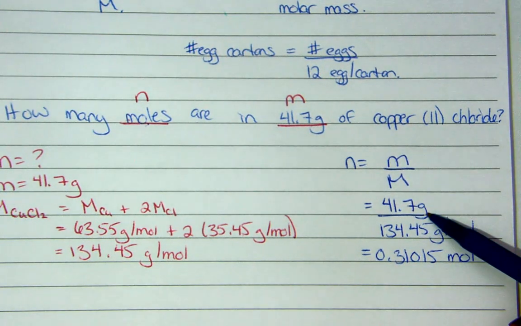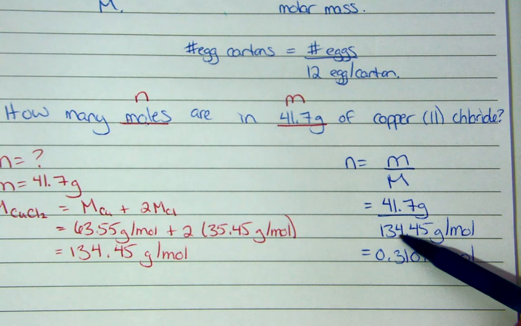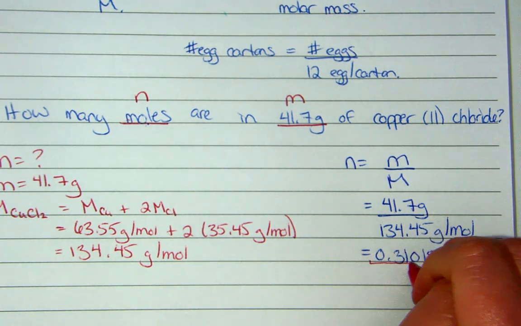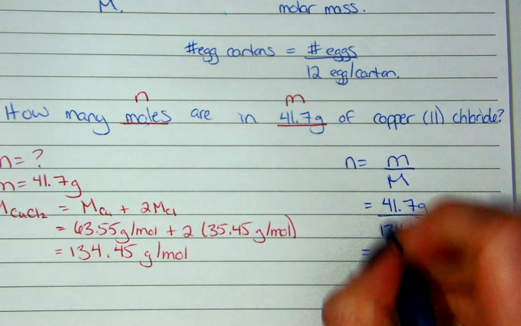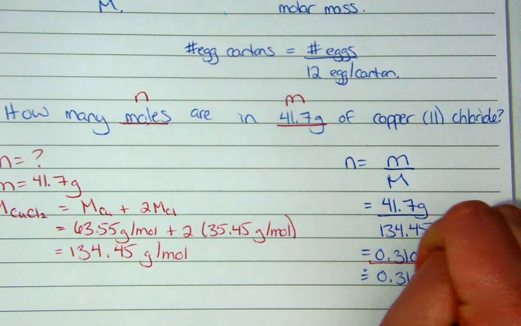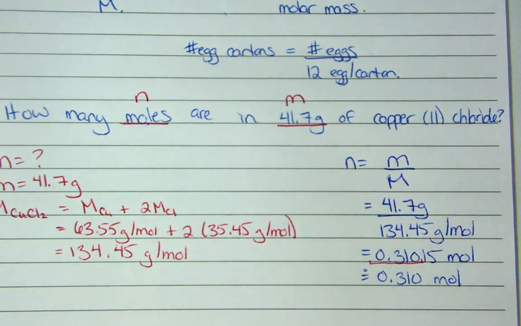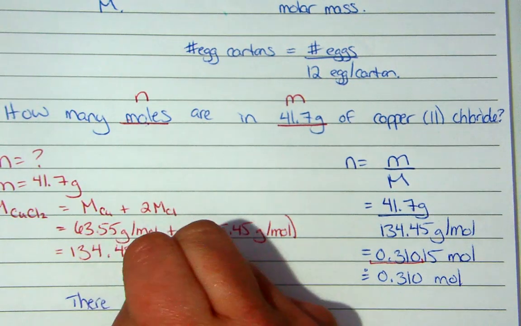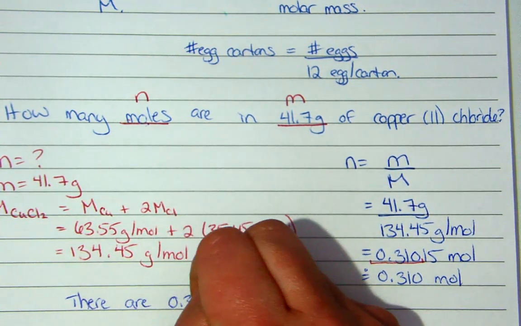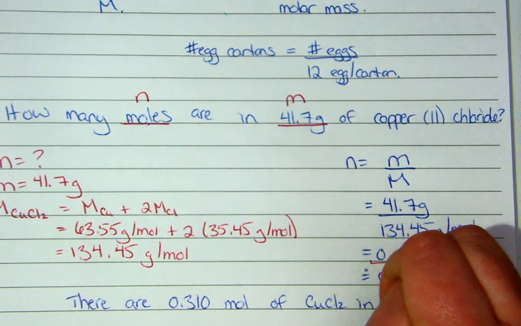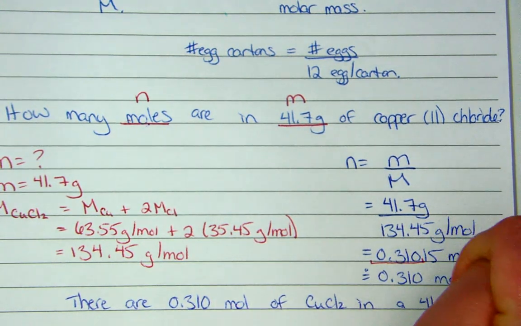Let's check sig digs. This is division, so I need to use the lowest number of sig digs available. I've got 1, 2, 3, 1, 2, 3, 4, 5. Well, 3 is lower than 5, so I'm going to round to 3 sig digs. That equals 0.310 moles. So there are 0.310 moles of copper 2 chloride in a 41.7 gram sample.